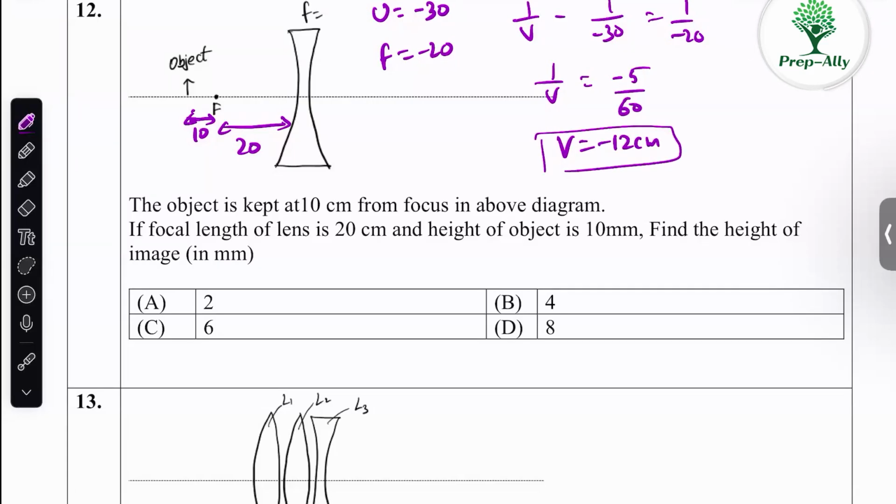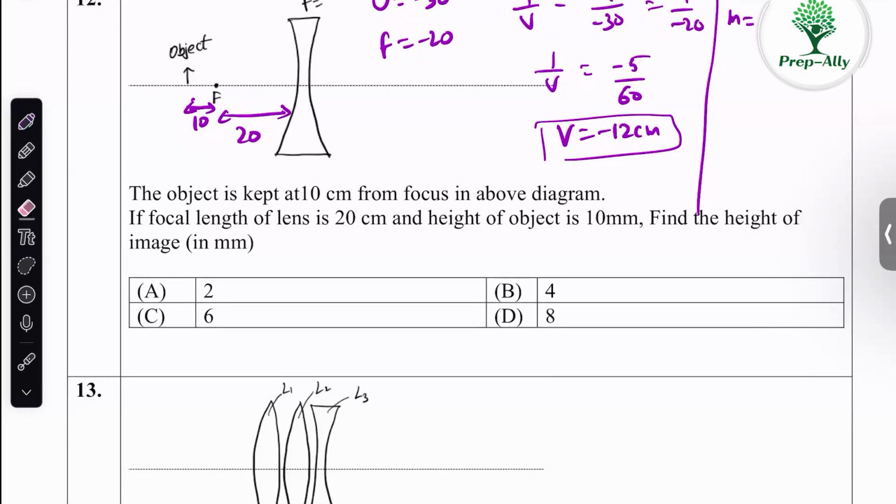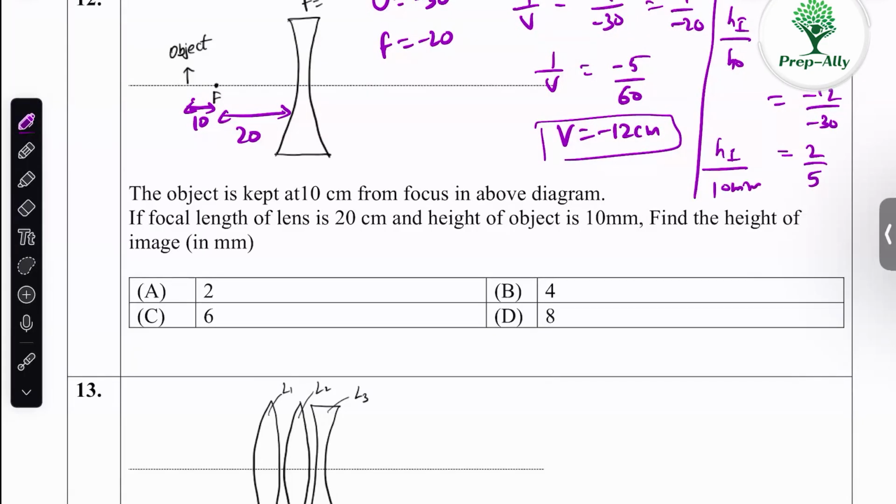And then magnification is height of image by height of object. That is equal to V by U. So minus 12 by minus 30. So this is 2 by 5. Height of the object is 10 millimeter. So 20 by 5, or height of image will be 4 millimeter.